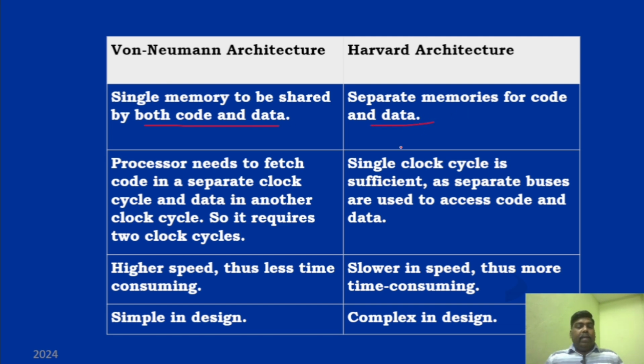Here we have them separated, and also it requires two clock cycles: one clock cycle to fetch the code and another clock cycle to fetch the data. But in Harvard architecture, you need only one clock cycle. But the von Neumann design is considered very simple when compared to Harvard, right? And because of the single memory, it is also cheaper and simpler in design. Harvard is higher speed, because it takes lesser time, but it is more complex in design. This is the basic difference between von Neumann architecture and Harvard architecture, right?